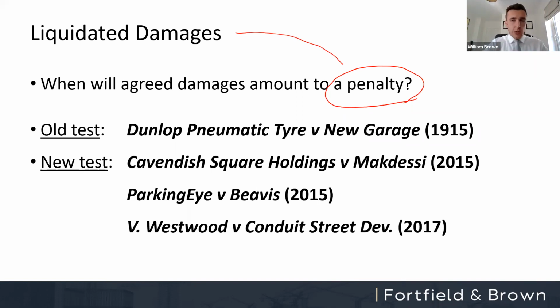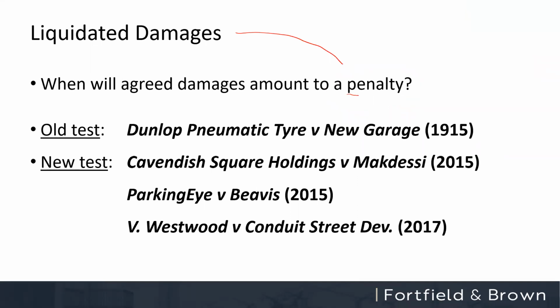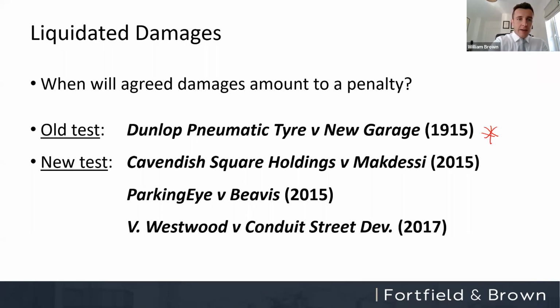And what all of this law that we're about to look at sets out is, where is the line between something that is enforceable and something that would be an unenforceable penalty provision? That's what all of this law looks at. So the old test that we had for determining where that line is came from this case, all the way back in 1915, the case of Dunlop and New Garage.